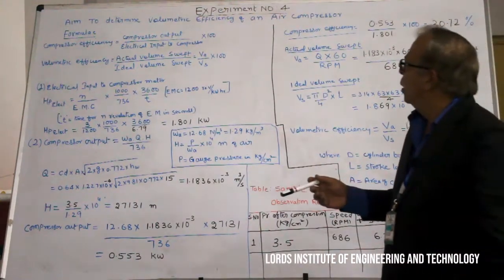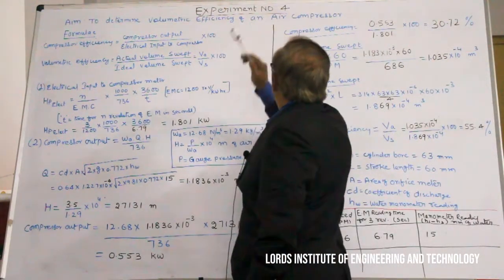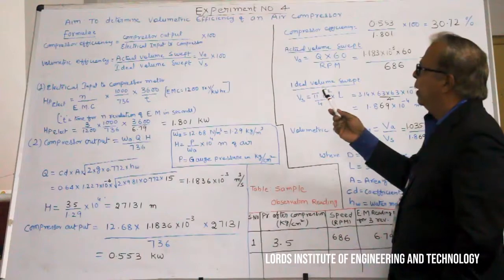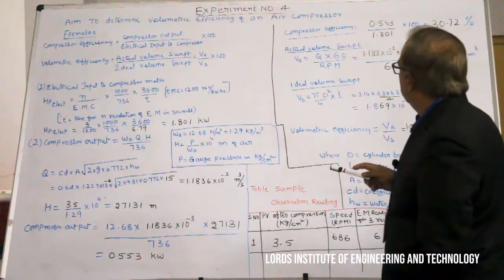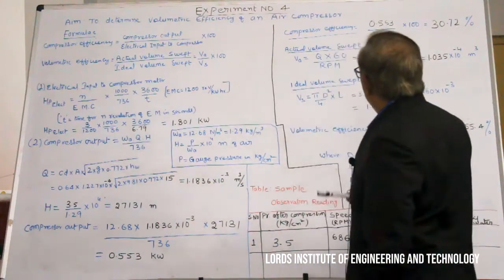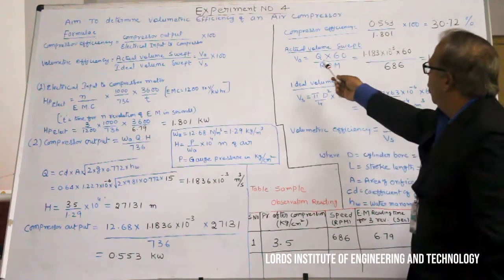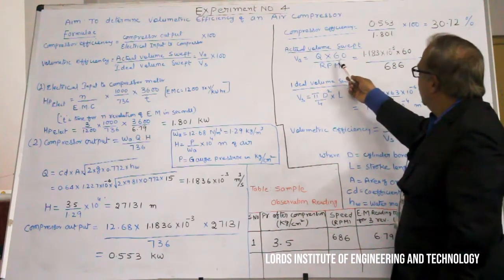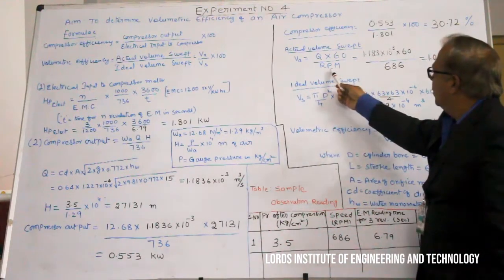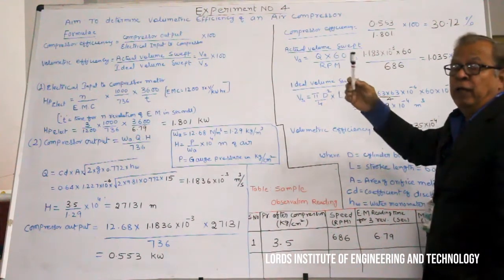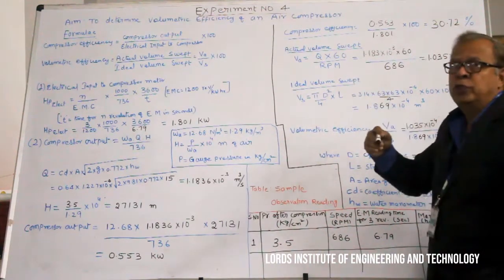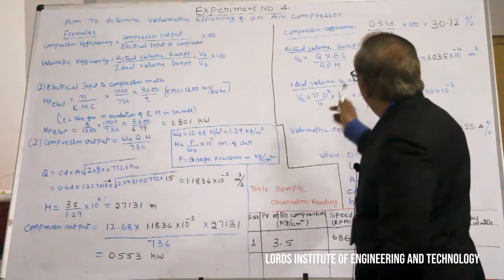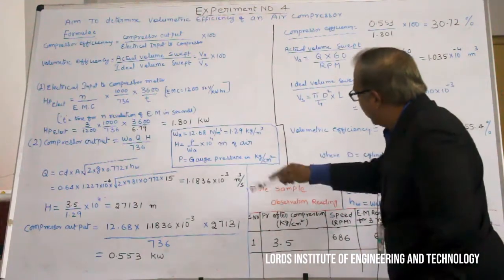Now the second part is to calculate the volumetric efficiency of the air compressor. I told you volumetric efficiency of the air compressor is the actual volume swept divided by the ideal volume swept, given by VA by Vs. Now we will calculate the actual volume. Actual volume is given by the flow rate of air divided by RPM. This RPM is revolutions per minute. If I divide it by 60, I get revolutions per second. Because the flow rate is in cubic meter per second, if I multiply it by 60, I get cubic meter.